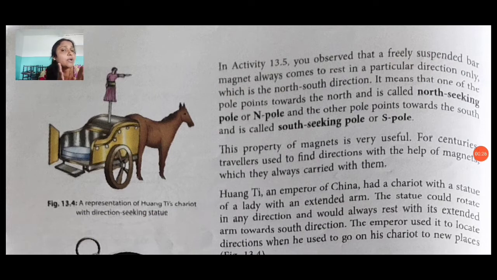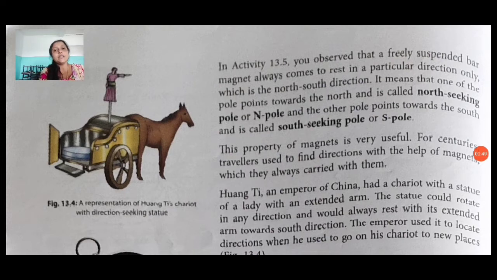As I said to you, we can see N and S on the sides of the magnet, N for north pole and S for south pole. This property of a magnet is very useful. For centuries, travelers used to find directions with the help of magnets, which they always carried with them.